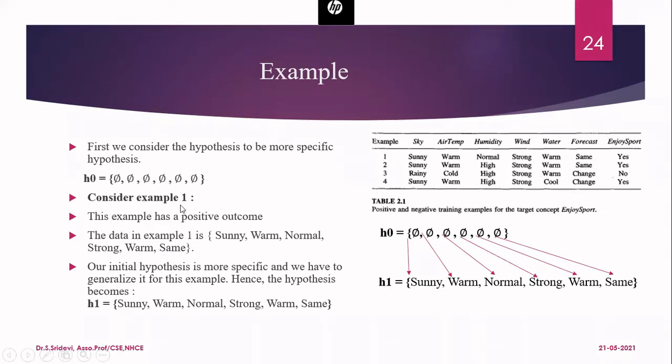Then I'm going to consider the first example. When you start, you check whether the example is a positive or negative example. Here in the enjoy sport column, in example 1, I have yes. That means it is a positive example. Always you consider only the positive example. Now proceed with this example.